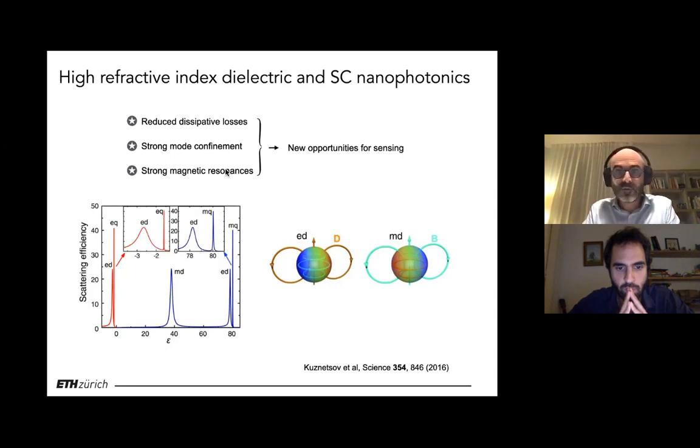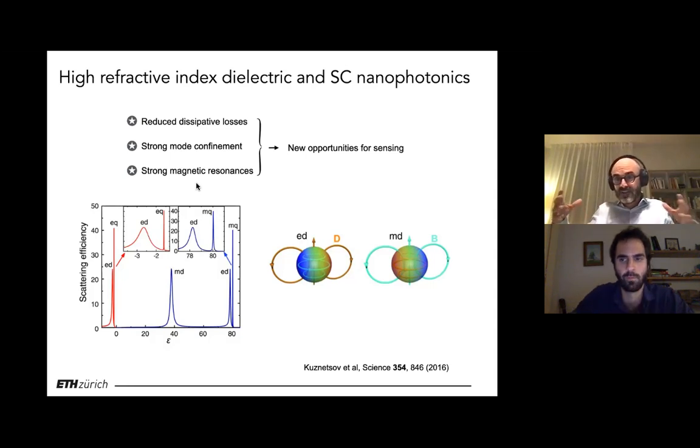So why would you like to use that, for instance, in sensing? It is because the loss is going to be reduced, but you're still going to keep a strong confinement of the modes. And there is something you're going to understand in a moment. Normally in plasmonic nanoparticles, you would not have a strong magnetic resonance just because of the field that cannot penetrate, or not deep, into the metal. This is not the case in these dielectrics, and this somehow provides some new opportunities in the engineering of the modes. And I'll explain that in a second.